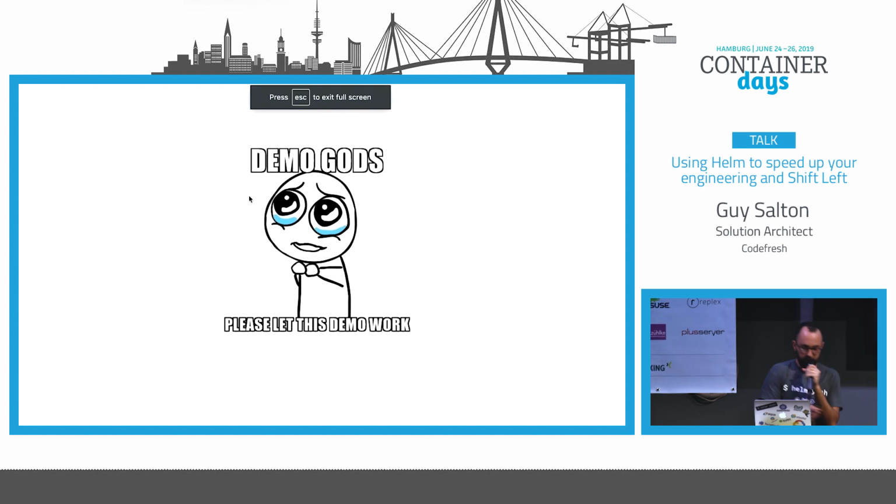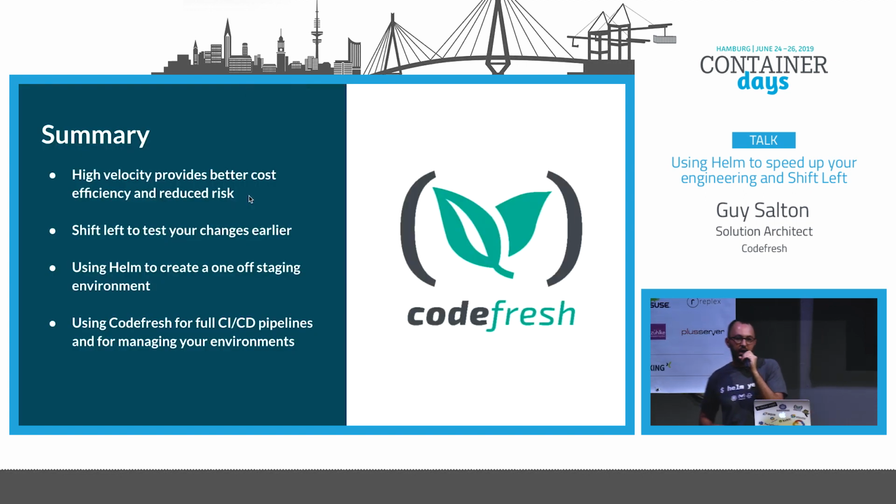So going back and jumping into the summary here. We discussed high velocity, and we saw how it provides better cost efficiency and reduced risk. So deploy faster, deploy more frequently. We talked about shifting left, so shifting those integrations, performance tests, all those kinds of things earlier in the development life cycle to not have this staging point bottleneck. We saw how to use Helm to create a one-off environment for staging, to run those tests. And we did all those things in the Codefresh platform, so both CI and CD, and the ability to manage your environments. Thank you very much.